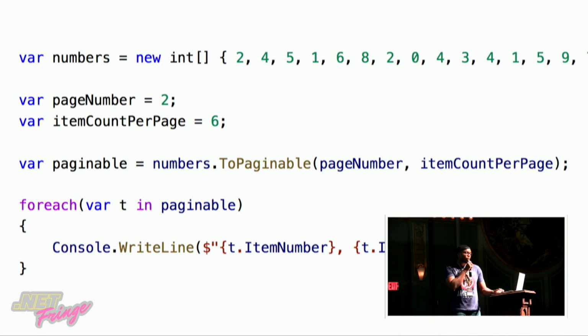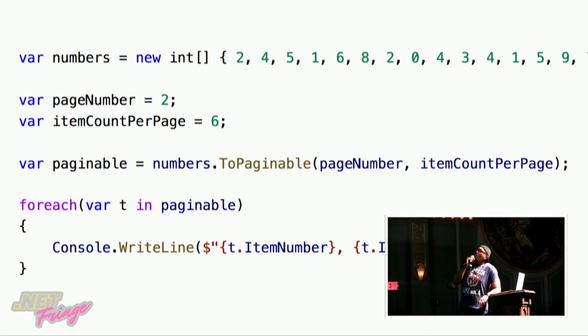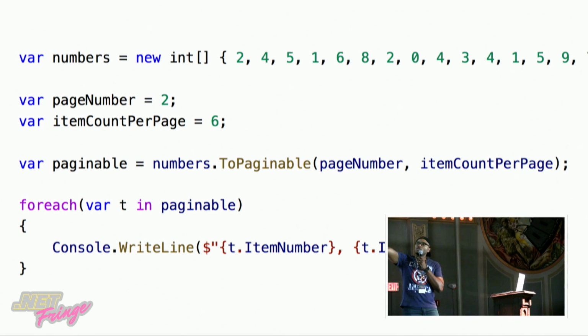So this is essentially how it works. We have that collection of numbers. We specify a page number and an item count per page. And then we call this ToPaginable extension method.